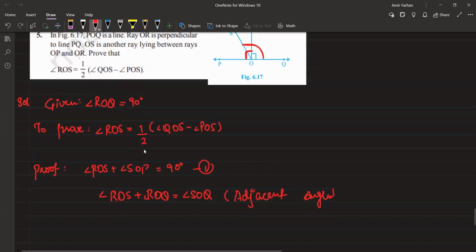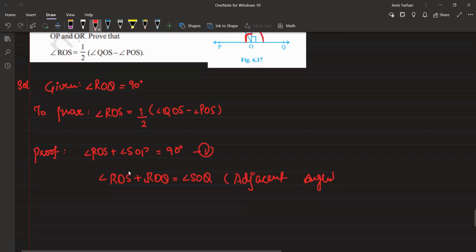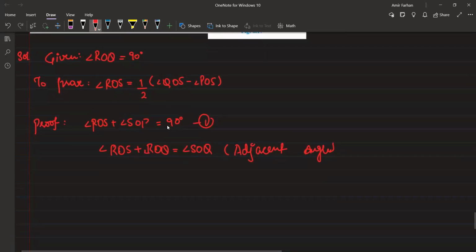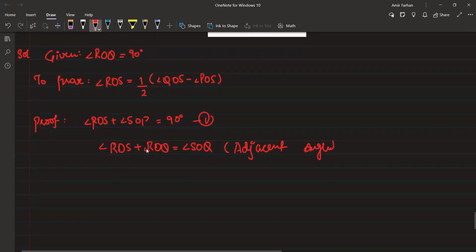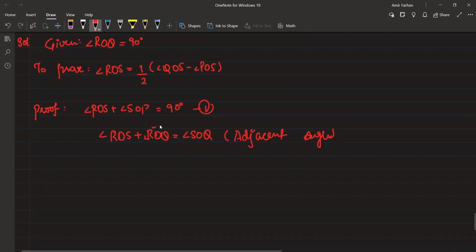What type of angles are these? Which type of pair? Complementary angles. The pairs which sum up to 90 are called complementary. Abdul and Simrat, clear? What is the value of ROQ? 90 degrees is given. So can I put the value as ROS plus 90 degrees is equal to angle SOQ.